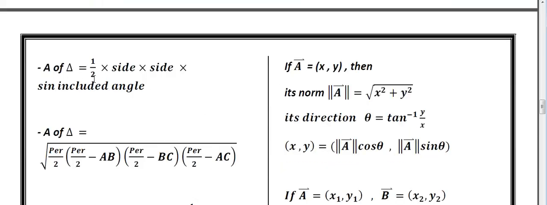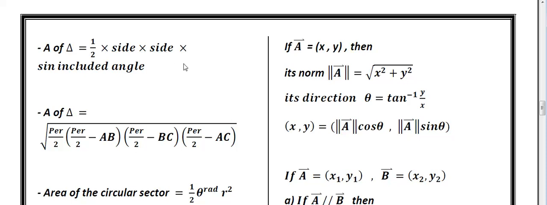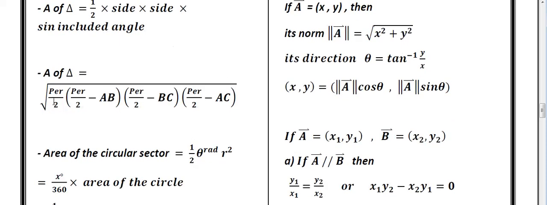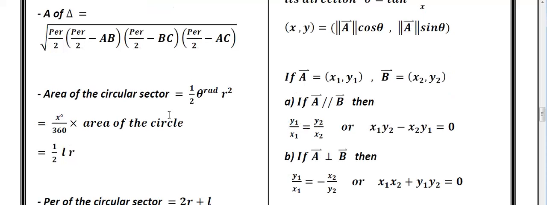Area of a triangle equals half side times side times sine of the included angle, and the area of a triangle equals, we must know, the square root of the semi-perimeter multiplied by the semi-perimeter subtract the first side, and the semi-perimeter subtract the second side, multiplied by the semi-perimeter subtract the third side. Area of a circular sector, half theta radian multiplied by r squared. R means radius.